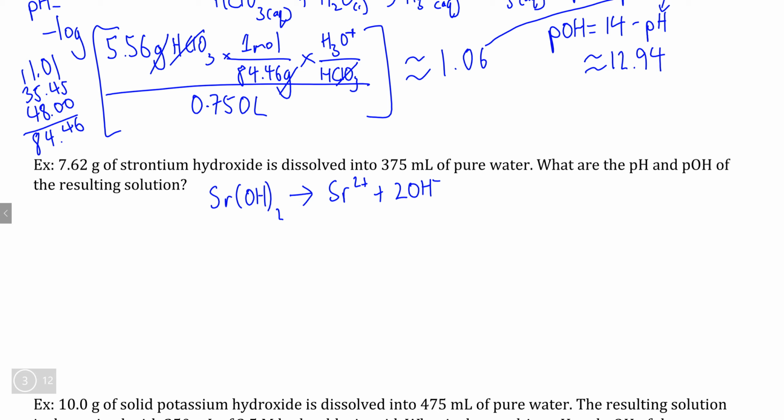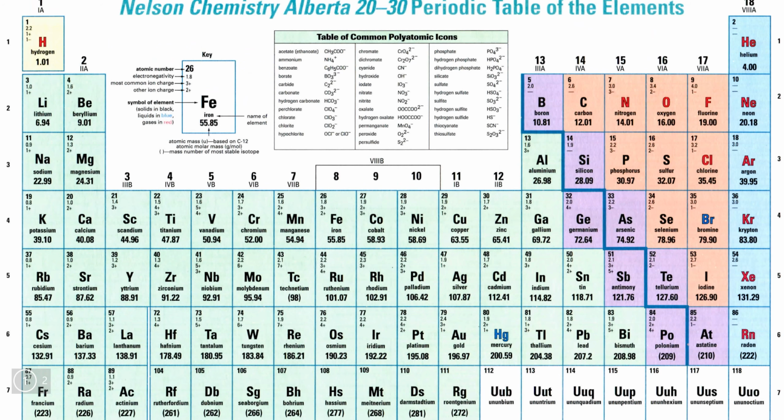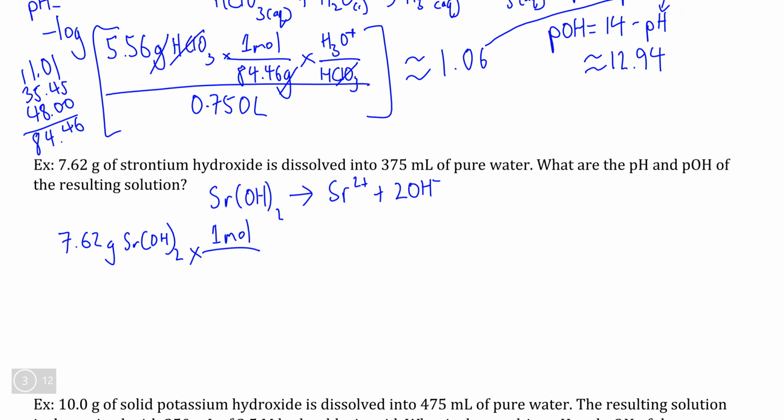So again, because we need to calculate concentration, we need to get our original mass of strontium hydroxide converted into moles, which means that we have another situation where we need to divide by the compound's molar mass. So if we go to our periodic table, strontium has a molar mass of 87.62, which we can work into some quick arithmetic like so.